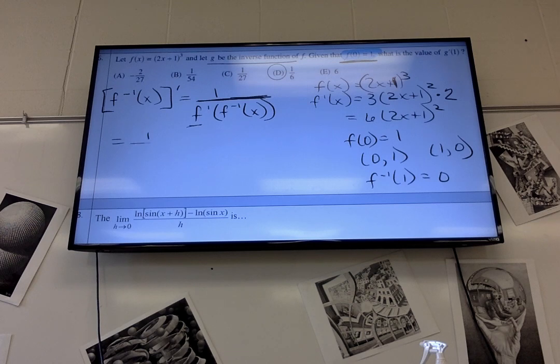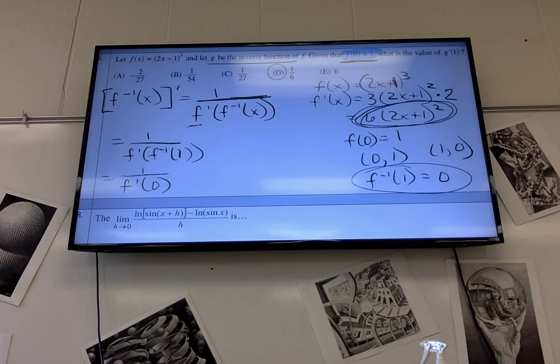So this is 1 over f prime of f inverse of 1. F inverse of 1 is 0. So it's 1 over f prime of 0. F prime of 0, I plug it in right here. F prime of 0 would be 6 times 1 squared, so it's 6. That was yesterday's homework.